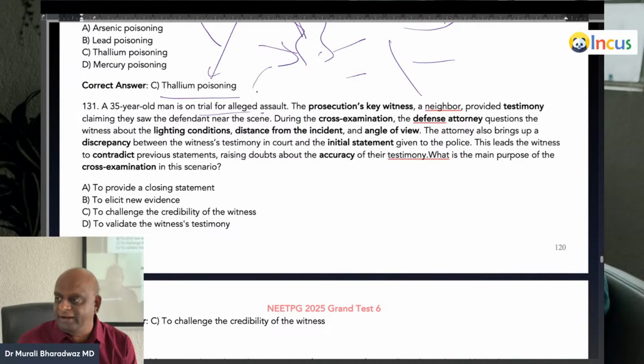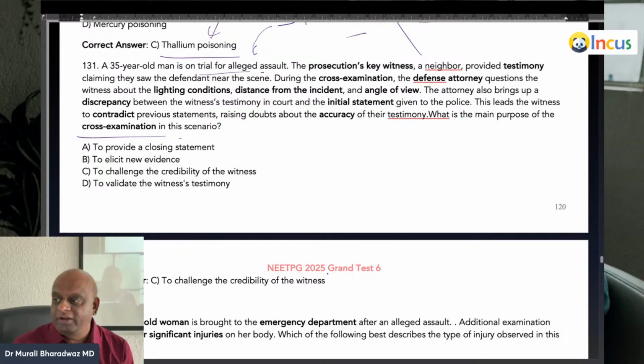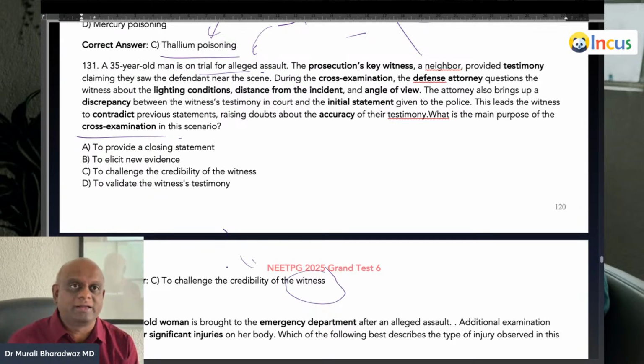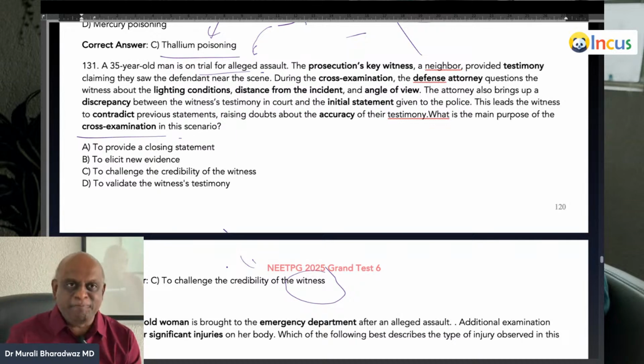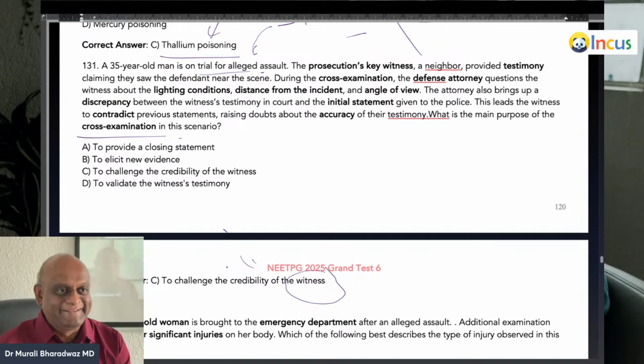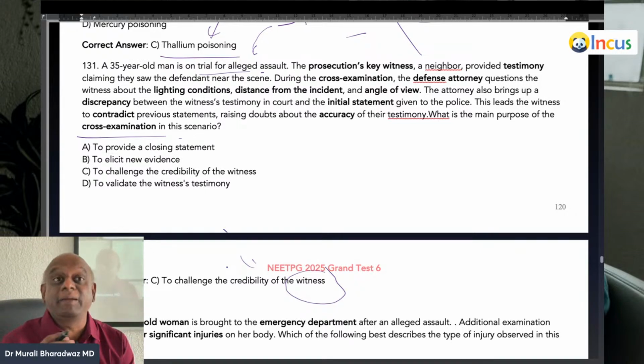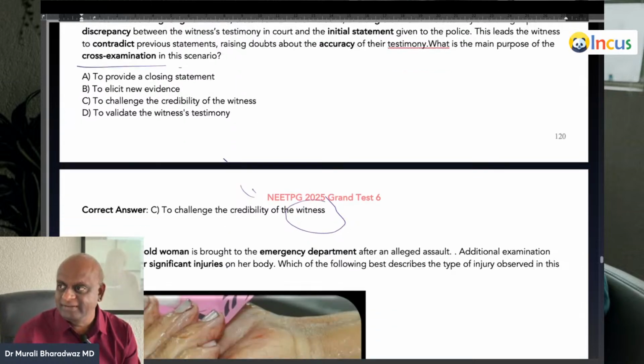A 35-year-old, trial for alleged assault. Why do you do cross-examination? Whenever any witness is presented, the defense lawyer will rip him off, saying that this fellow is an incompetent witness. If required, he will prove that he has cataract, he did not see the murder properly. So, credibility of the witness.